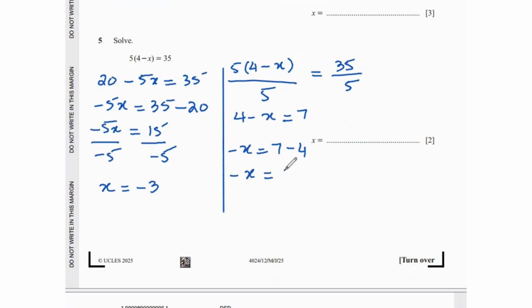Negative x equals 3. Divide both sides by negative 1. And that gives us x equals negative 3. Both ways you're getting the same answer. You just pick the method that is easy for you to understand.